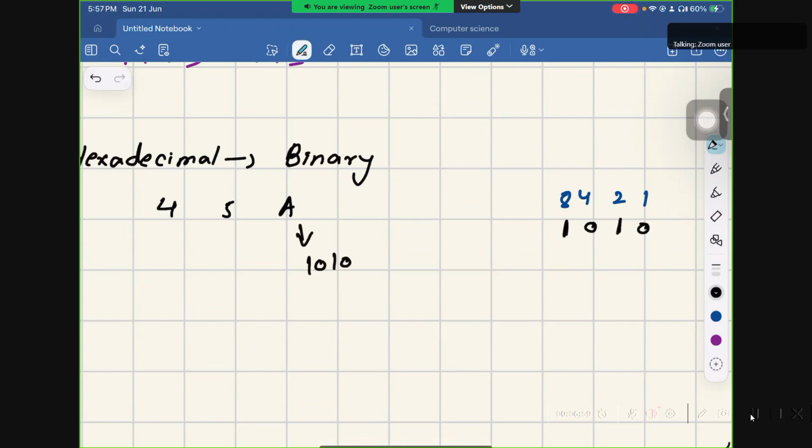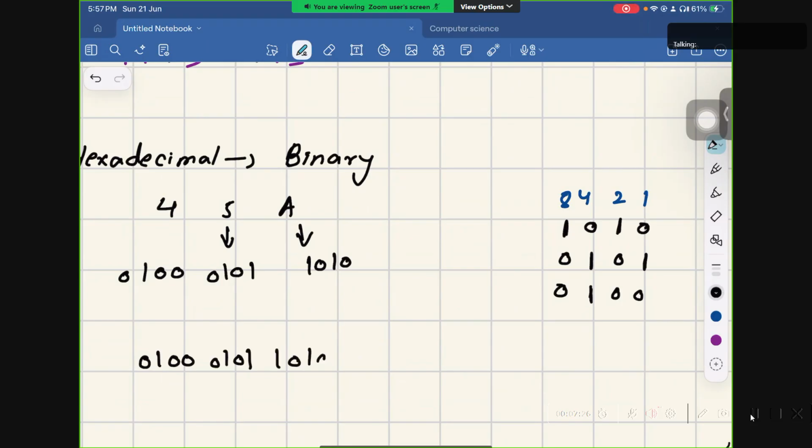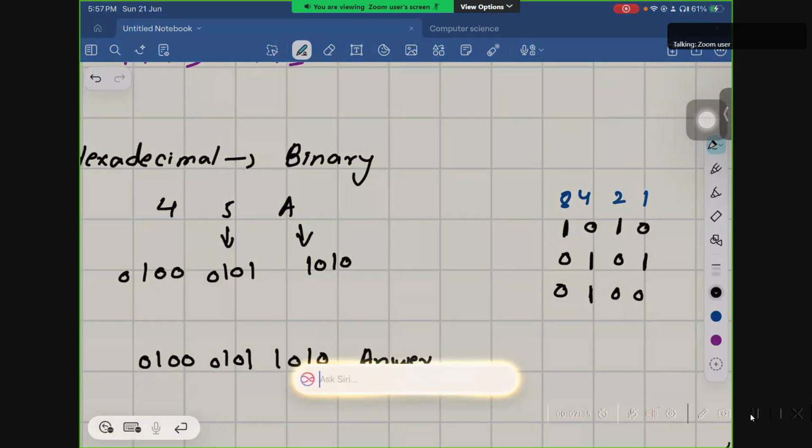Then we have 5. How can we make 5? 4 plus 1 is 5. The rest will be 0. So for 5, we have 0, 1, 0, 1. Then we have 4. How can we make 4? By putting 1 under 4, the rest will be 0. So this is going to be 0, 1, 0, 0. So the complete answer is 0100 0101 1010. I hope this is clear as well. This is your complete answer. We can do another example.